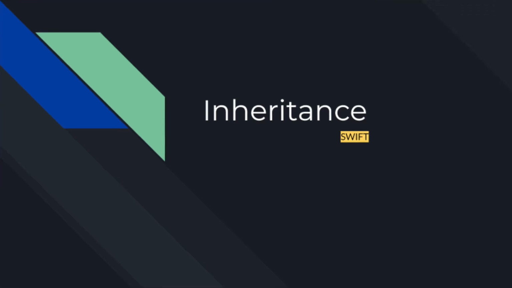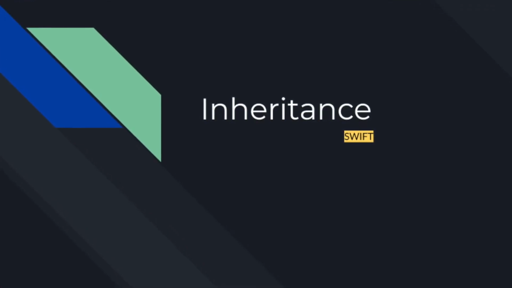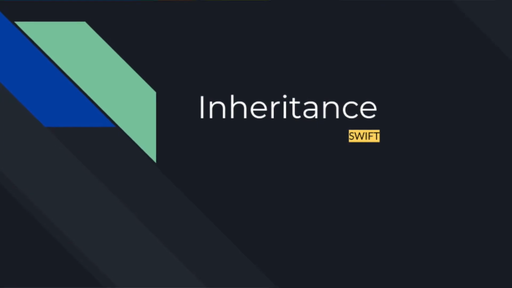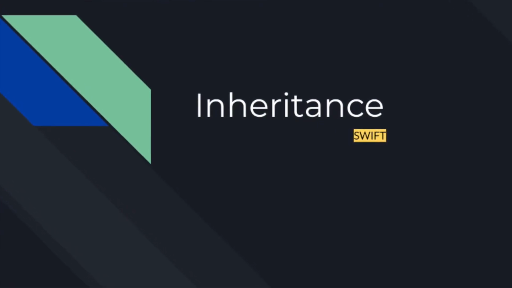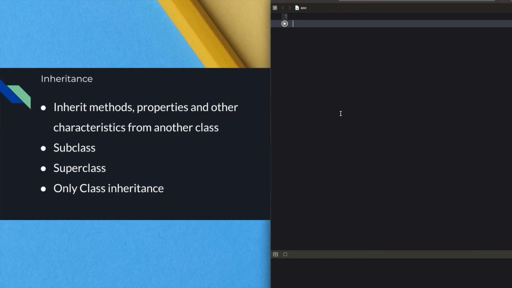In this video, we are going to check inheritance in the Swift programming language. So what is inheritance? A class can inherit methods, properties and other characteristics from another class. When one class inherits from another, the inheriting class is known as a subclass and the class it inherits from is known as a superclass. Inheritance is the fundamental behavior that differentiates classes from other types in Swift.